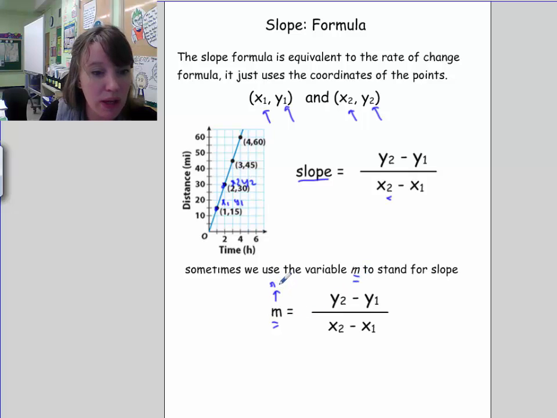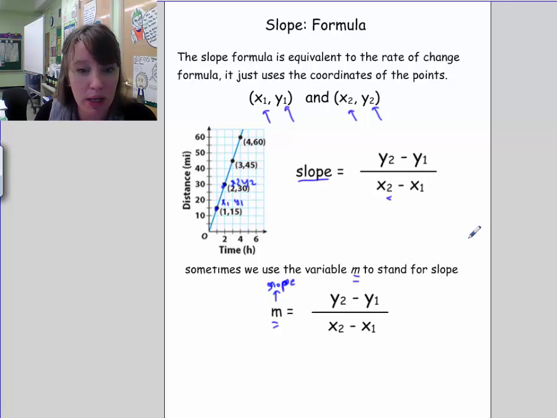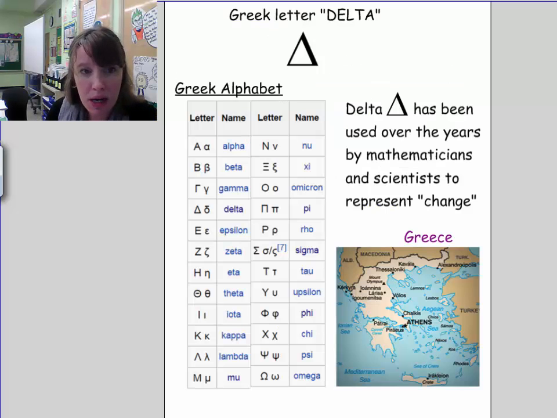I'm not sure where the m comes from, but maybe it's some German word, because a lot of the mathematics that has been translated into the English language has come from Germany. So perhaps it stands in for some German word that means steepness, but I'm not sure. I'm just speculating here. But m often stands in for slope, and it certainly is going to for the first level of algebra.